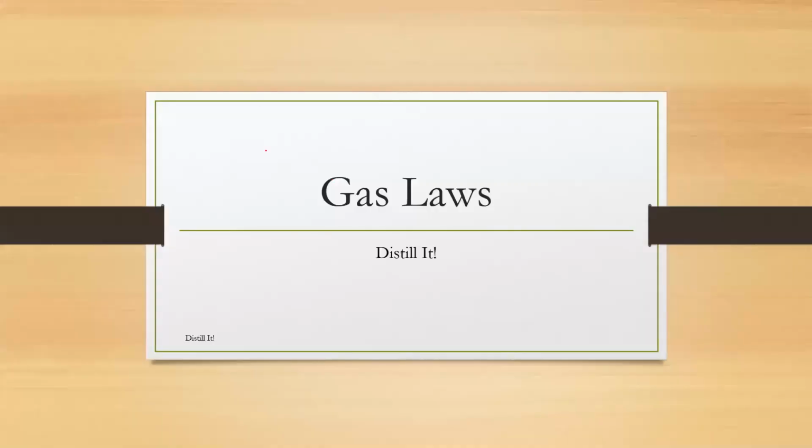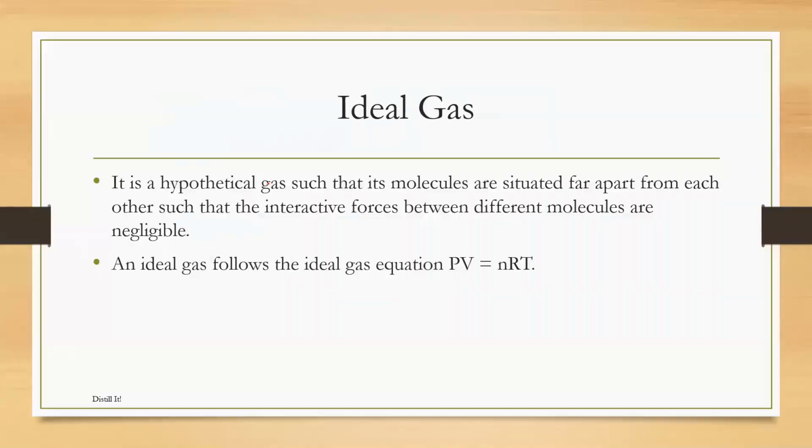Today, we are going to study gas laws. So first of all, let's understand the concept of ideal gas. In the previous class, we discussed the ideal gas equation, and I told you that I would explain what an ideal gas is. So in this class, let me explain that. An ideal gas is a hypothetical gas such that its molecules are situated far apart from each other, such that the interactive forces between different molecules are negligible.